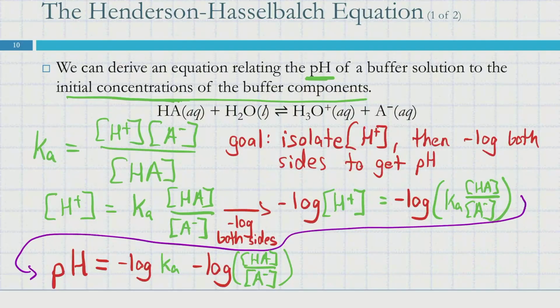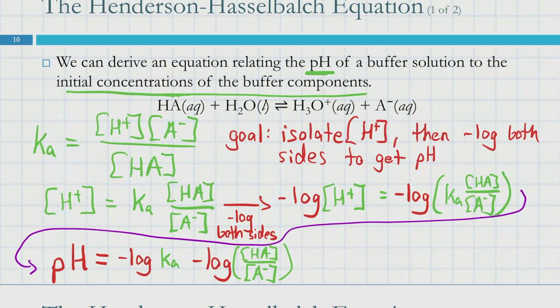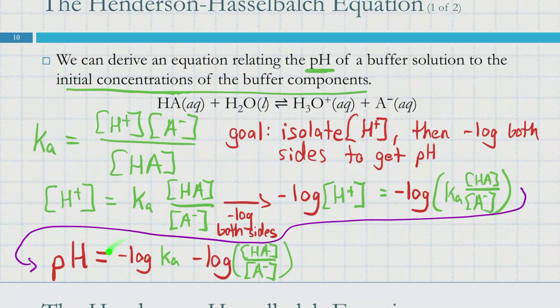Turn the negative log of A minus into pOH? Negative log of A minus doesn't turn into pOH. There's a different thing though. There's a different p that we can get in there. And that's going to be our negative log of Ka. Negative log of Ka is pKa.